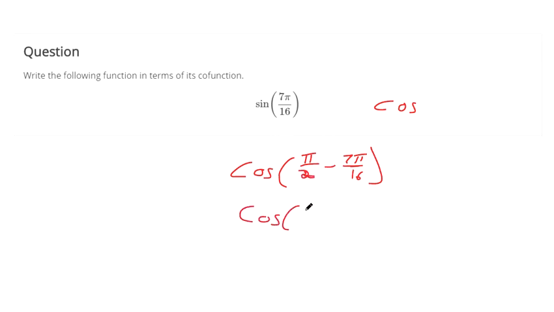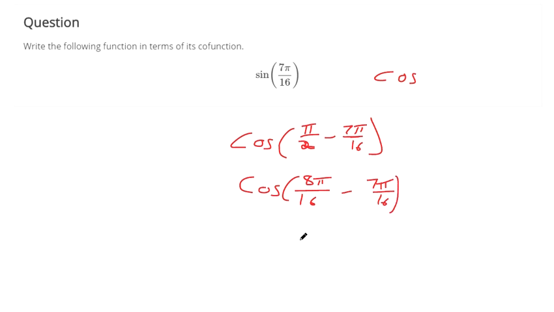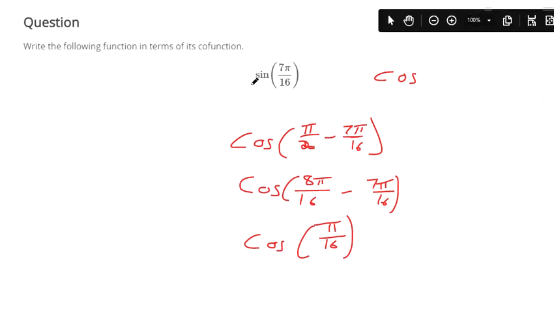So if you simplify, multiply the top and the bottom by 8, the complementary angle to 7 pi over 16 is pi over 16, because those add up to be a 90-degree angle, pi over 2. And that's our cofunction, because that's that brother-sister function with sine.